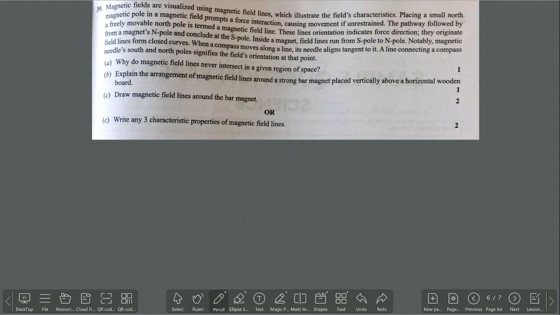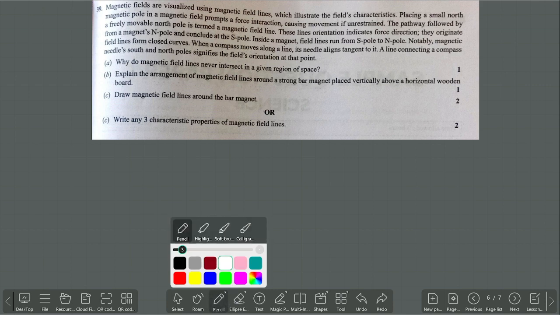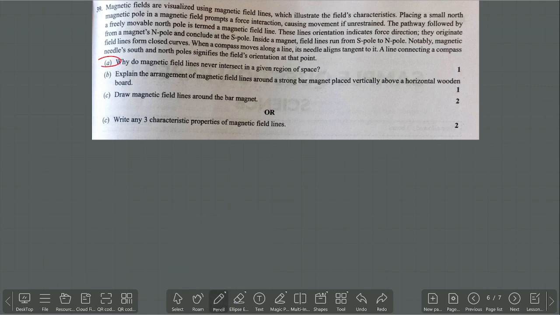Just read the paragraph what is given over there. Read silently. Magnetic fields are visualized. Clear. Shall we go to the question? So here in the first question they are saying, why do magnetic field lines never intersect in a given region of space?